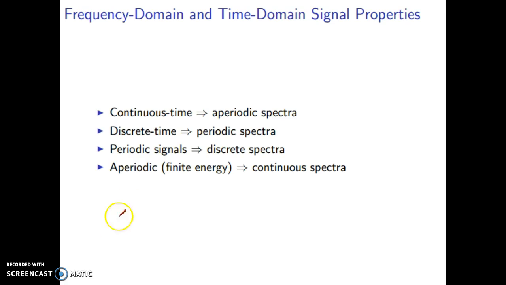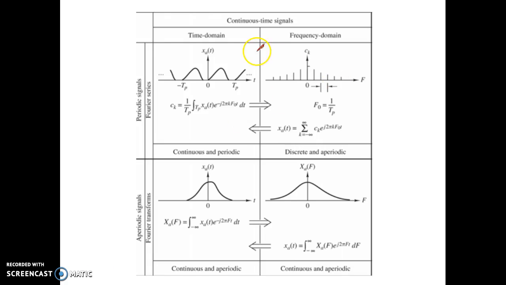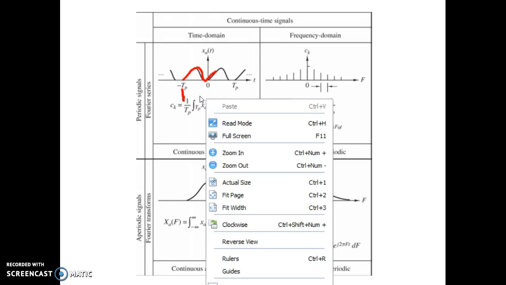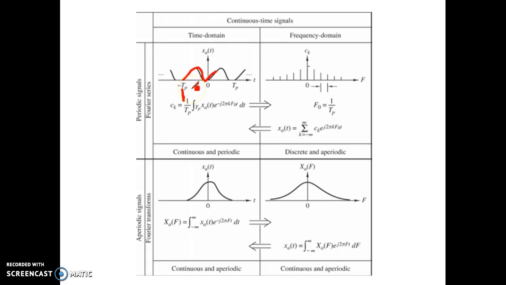Okay, so that's fine. In this case, I have illustrated the things, and here the signal is continuous in time and it is periodic. See here, this signal is periodic, and from this place to this place is the period. Yeah, from 0 to TP is the time period.